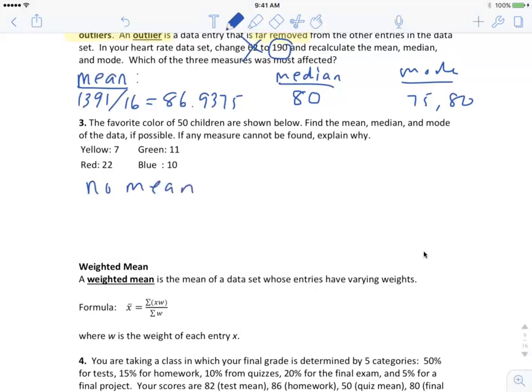Same for the median. How are we going to arrange the colors in order, right? So there's no median either. And this is where the mode is actually useful. There is a mode, because what was the most common color chosen? It was red, right? There are 22 children that said red. So the mode is red. So again, when your data set is non-numerical, you cannot find a mean and you cannot find a median. You can only find the mode.